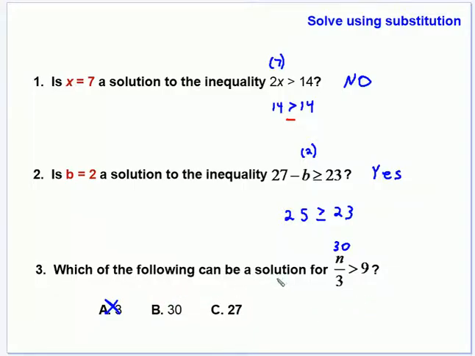Let's see about C. What about 27? Substitute 27 in for n, and we get 27 divided by 3, which is 9. Is 9 greater than 9? Oh, but 9 is not greater than 9. 9 is equal to 9. So we know that C cannot be a solution. The only solution is 30.